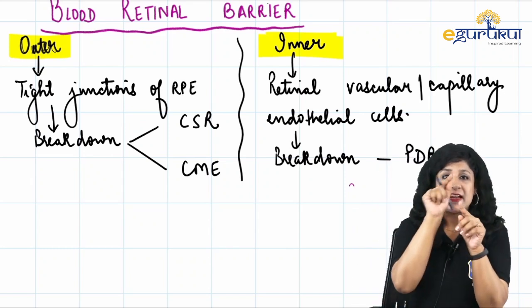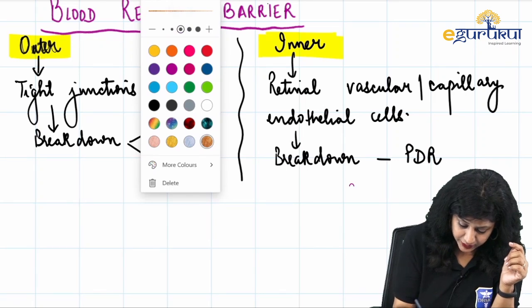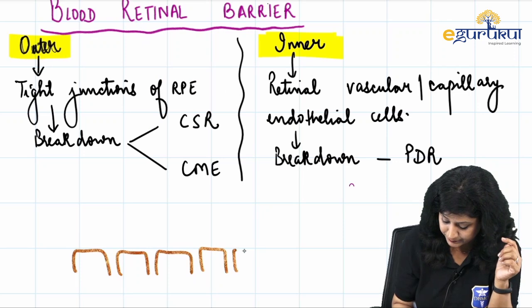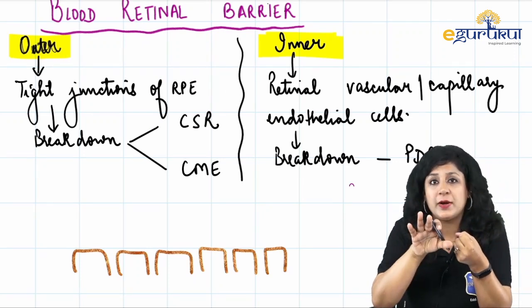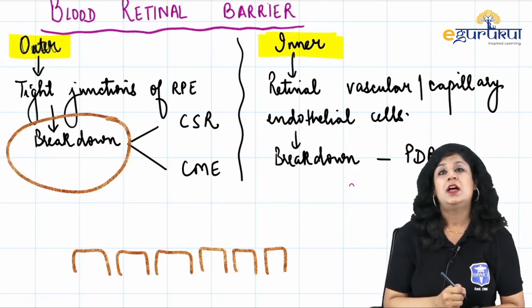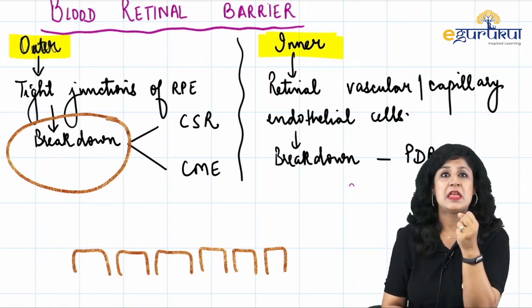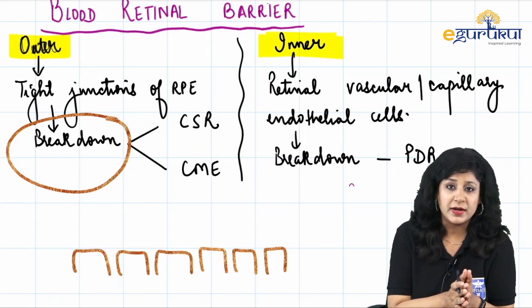So we have tight junctions between the retinal pigment epithelial cells. If I show you this layer, we have the tight junctions here. So if this is your RPE layer, we have tight junctions which are not allowing the fluid to pass. So whenever you have a breakdown of these tight junctions, which takes place in cases of central serous retinopathy, we have the CME, there will be collection of fluid.